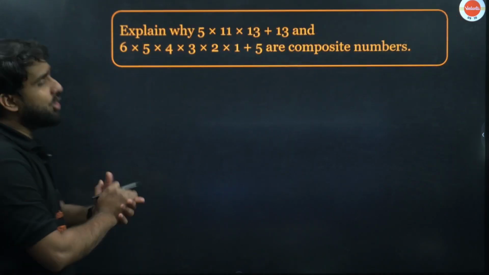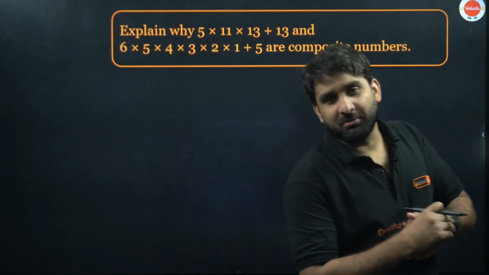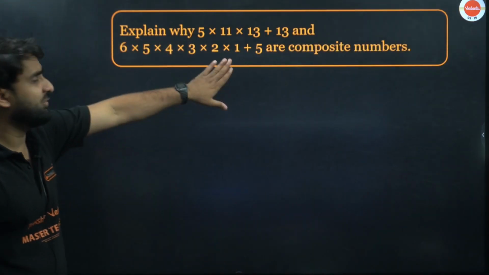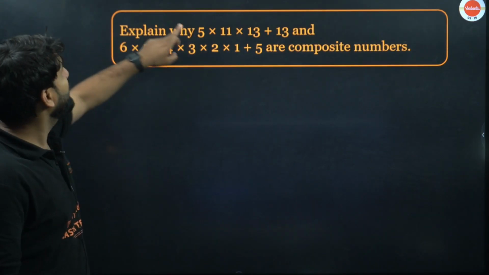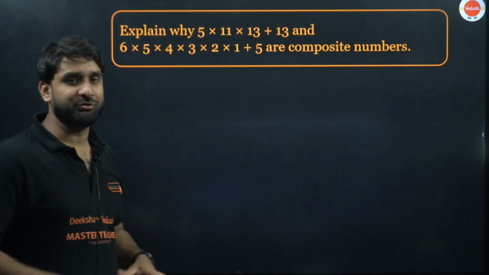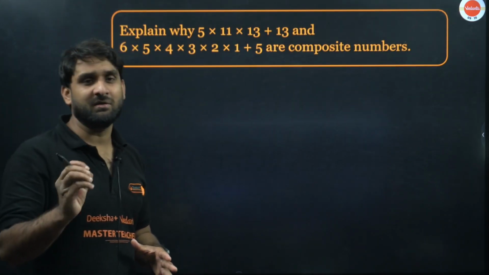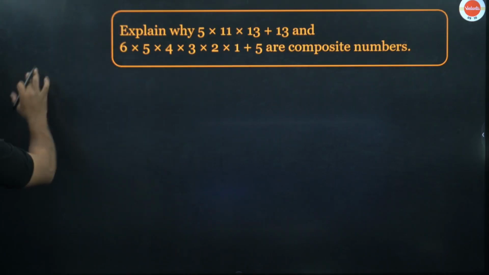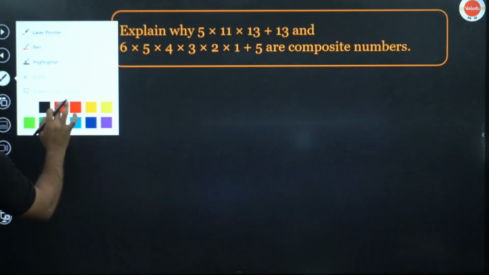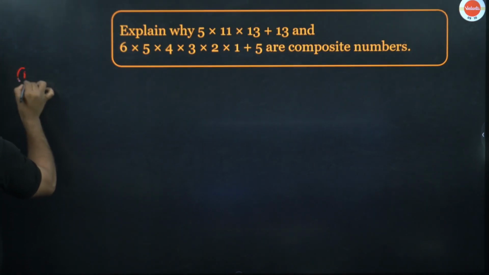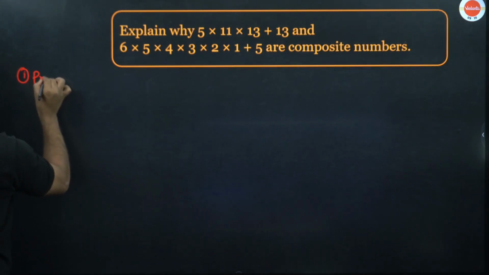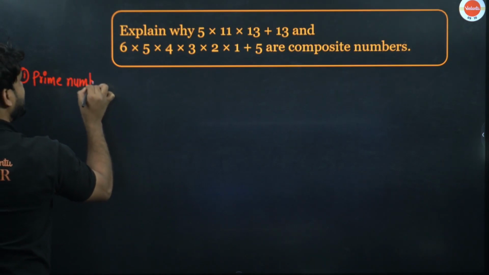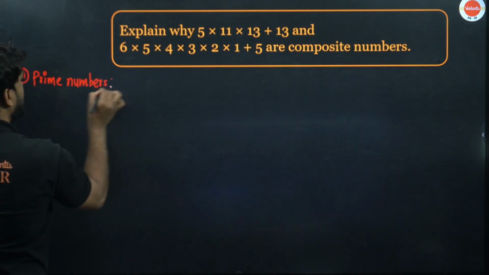Moving ahead. Okay. So now let's talk about composite numbers. Look at question number 1. Explain why this and this are composite numbers. So first understand a few numbers, then we will be doing this question. So my dear champion, please understand a few numbers. Let me teach you first prime numbers. Please understand everyone. Prime numbers.